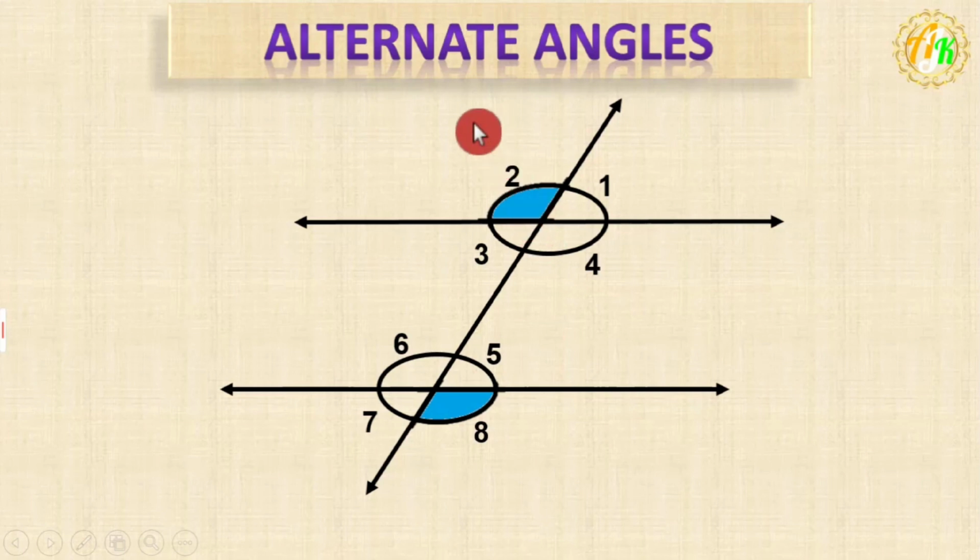Similarly, angle 2 and angle 8 are alternate angles. They are also equal. Now in Z shape, angle 3 and angle 5 are alternate angles as they lie on opposite sides of the transversal line as well as opposite sides of the parallel lines. Now angle 4 and angle 6 are also alternate angles.